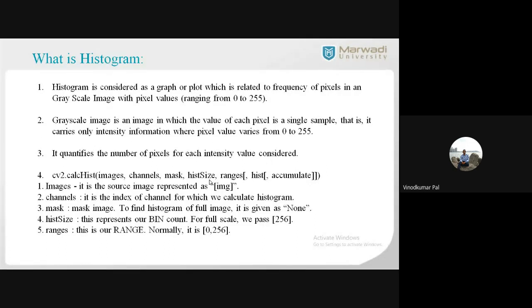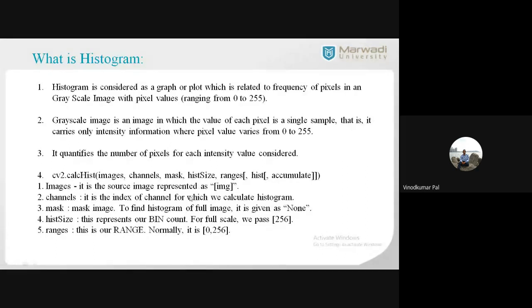Wherever you study image processing, the base of these things will be the same everywhere. Everywhere they talk about 0 to 255 only. A grayscale image is an image in which the value of each pixel is a single sample, carrying only intensity information, where the pixel value ranges from 0 to 255.